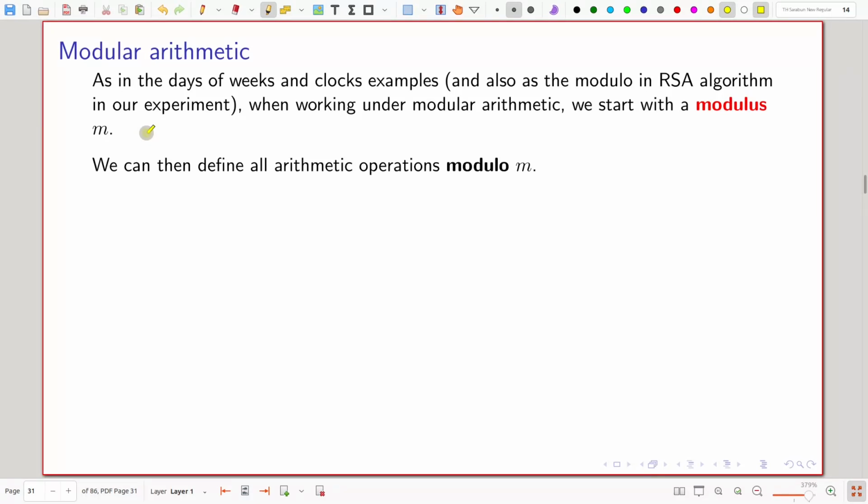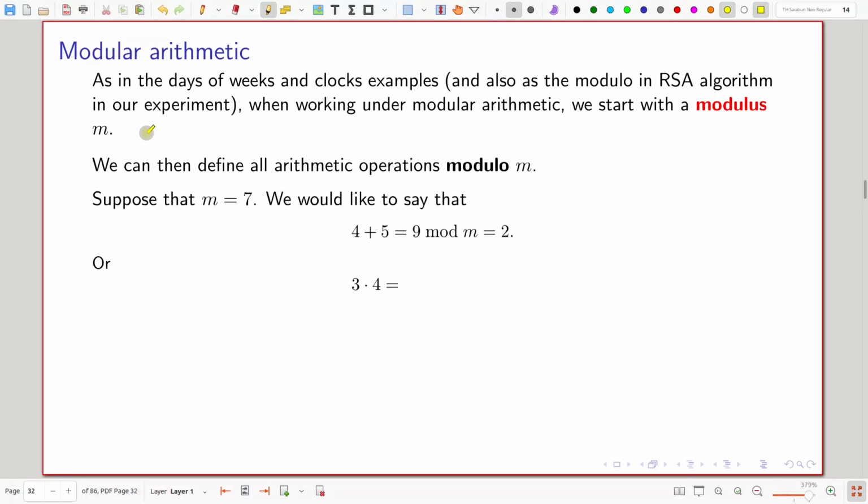So we can define our arithmetic operation modulo m. Suppose m is 7. When we think about 4 plus 5, it's 9, right? But it's also equal to 2. Or if you define 3 times 4, that's 12, and then we mod m and we get 5.